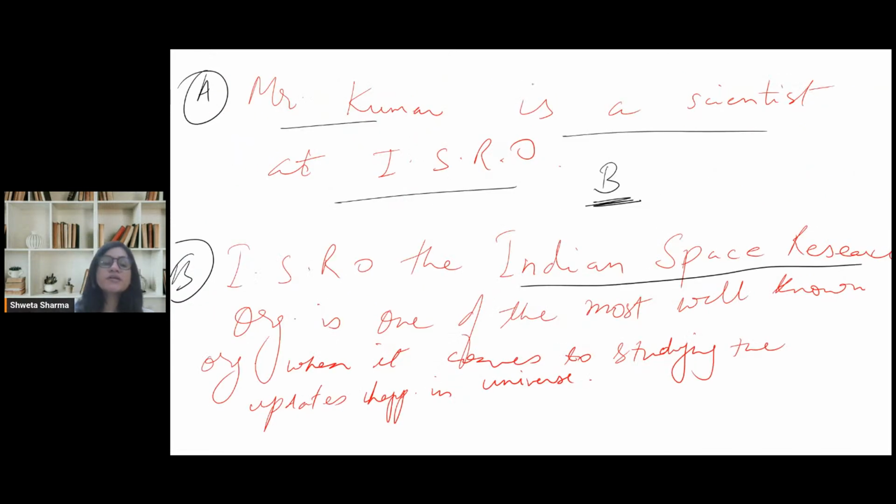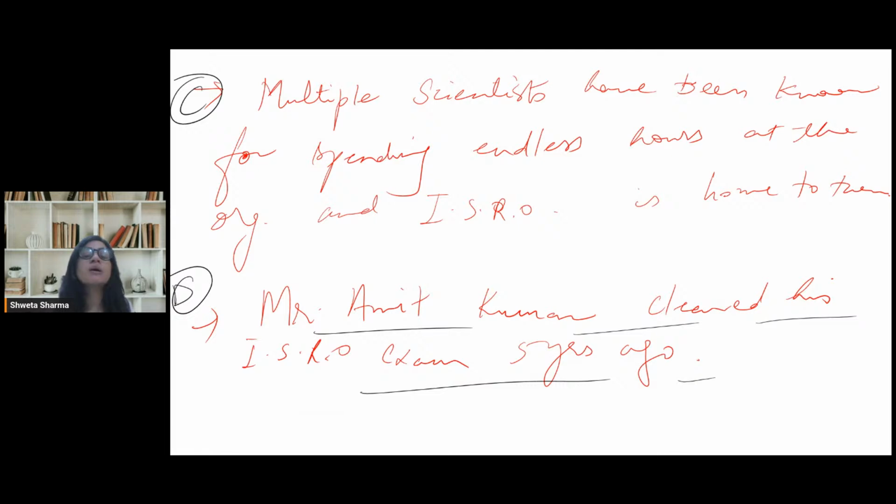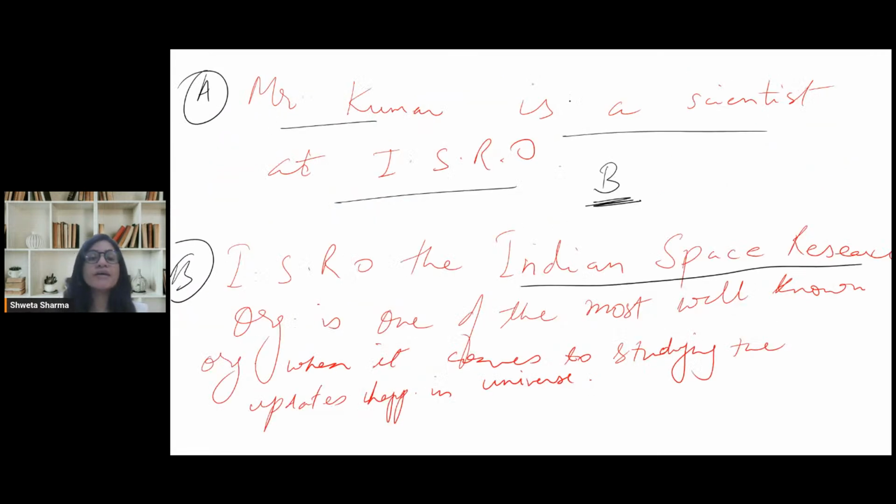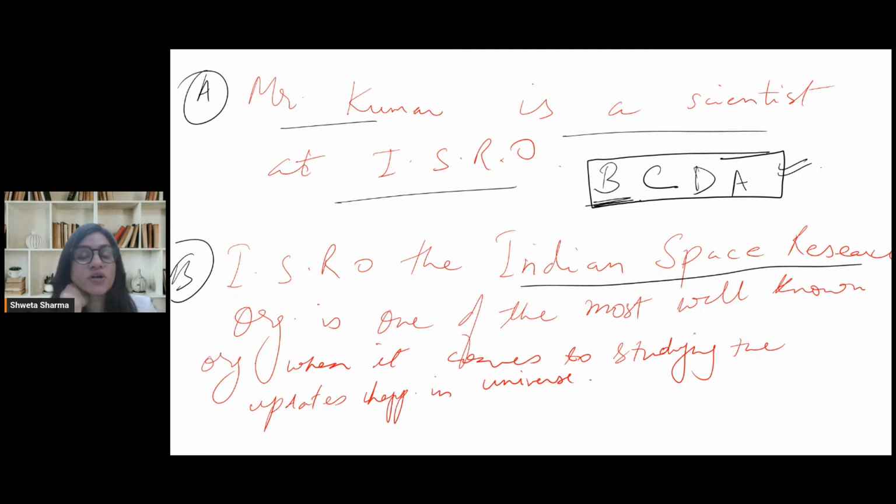Okay. So if you look at the sequence, ISRO, Indian Space Research Organization, one of the most well-known organizations when it comes to studying updates happening in the universe. Multiple scientists have been known for spending endless hours at the organization. So B ke baad I have the sentence C. Now the combat is between A and D, whether it should be A or should it be D. So now I'm going to pick up D. Mr. Amit Kumar does so and so, and Mr. Kumar is a scientist at ISRO. So BCDA is the final sequence that we get for this unstructured set of sentences which are given to us.